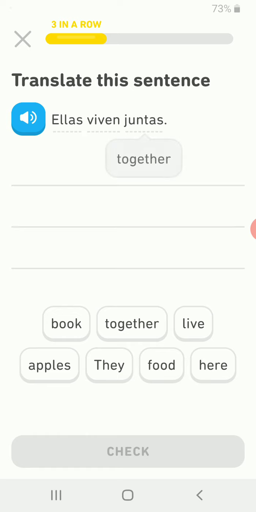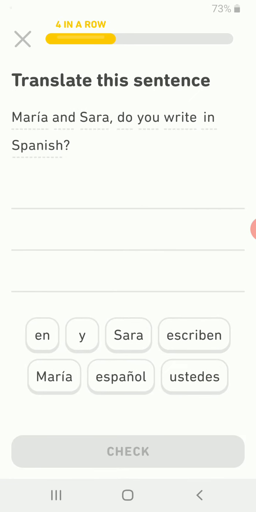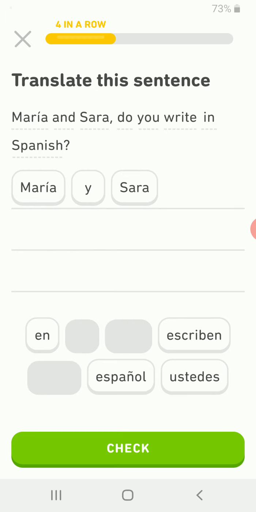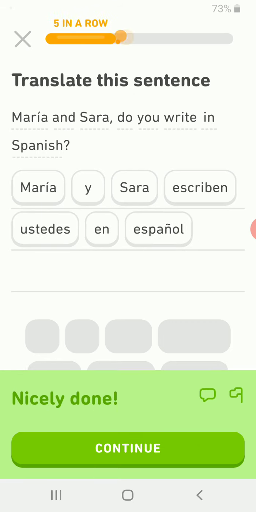This is also a new word. Juntas. And so please learn this and remember it, memorize it. They live together. And Maria and Sarah do not write in Spanish. Maria is Sarah. Sara. Do you write in Spanish? It's a question. Escriben ustedes en español.